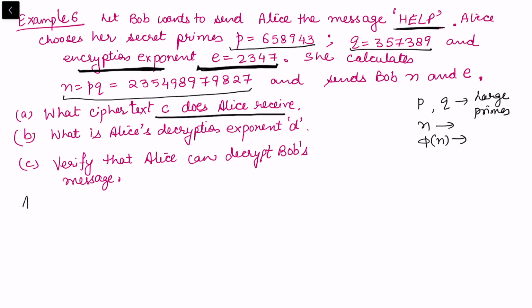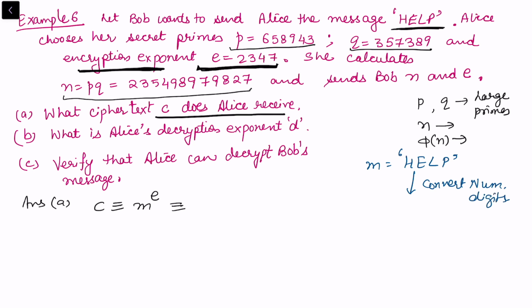As we know, for the first case, we should know C, which is congruent to M to the power E. We already know what the message is. The message has to be calculated from the word help. If it is in the English alphabet, we must first convert this into digits. Here I am using the standard terminology, A as 01. You could have also taken A as 00 and then Z as 25. But here I consider A as 01, B as 02, and Z as 26.